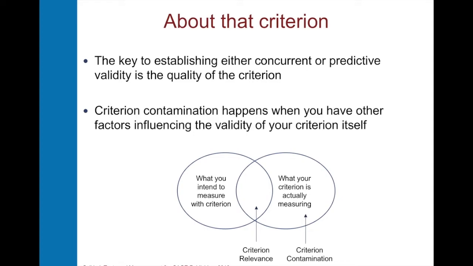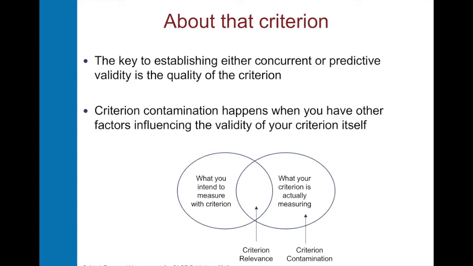In practice, what most researchers typically do is they would pick a criterion that already has an established validity as described in the literature as being tested by other researchers as well. Another thing that you should know about your criterion is the concept of criterion contamination. So criterion contamination is what happens when you have other factors influencing the validity of your criterion itself.